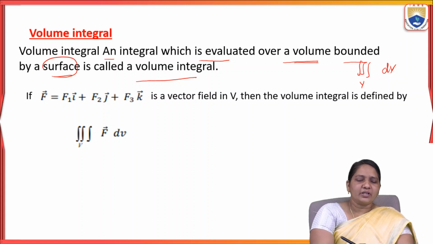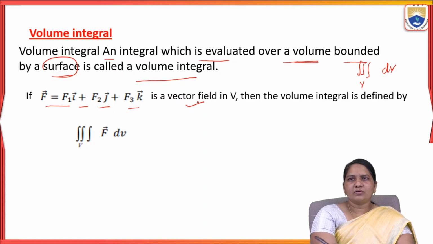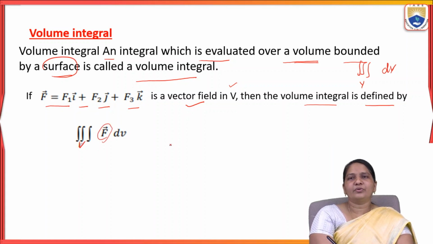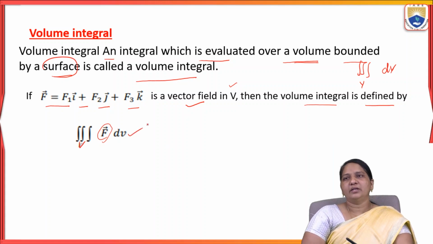If we take f bar equal to f1 i bar plus f2 j bar plus f3 k bar as a vector field in V, how can we say this is a vector field? Because we have the i, j, k directions. Then the volume integral is defined as the integral over V of f bar dv. Based on that we can evaluate the integral.